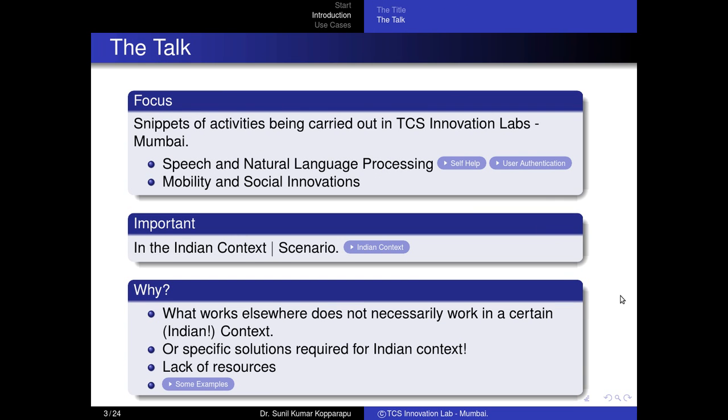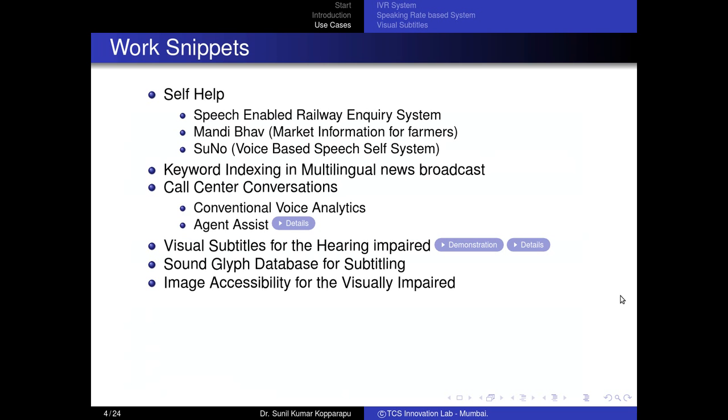So these are some of the examples from the talk. Now let's dive into the snippets. I've chosen only a couple.